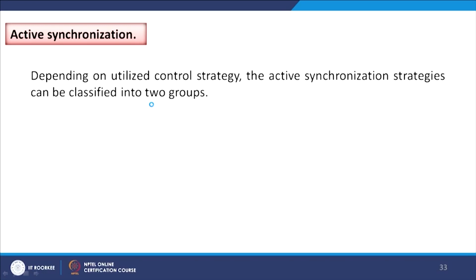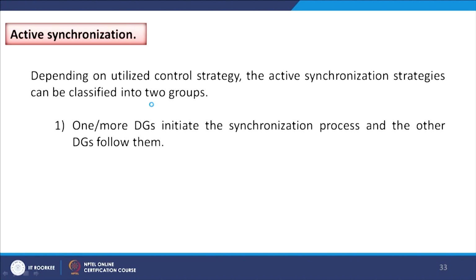Depending on the utilized control strategy, the active synchronization strategy can be classified into two groups. First, one or more distributed generators initiate the synchronization process and the other distributed generators have to follow. Second, all distributed generators take part in the synchronization process simultaneously.